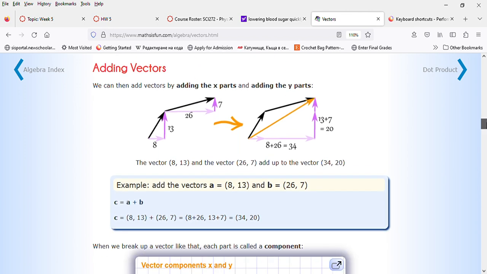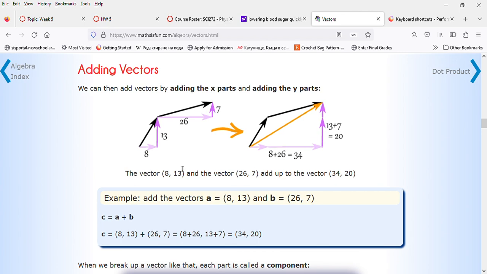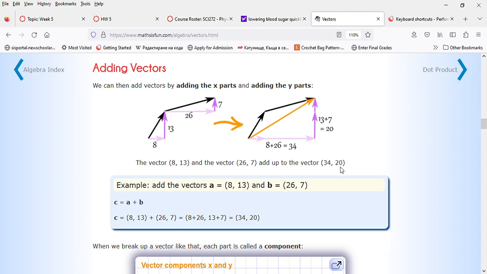Now, as I said, you can add them geometrically, head to tail, or you can add them algebraically. So here it says the vector 8, 13 and the vector 26, 7 add up to this vector. So let's see how, okay? When you are adding algebraically, that is a pretty easy concept as long as you don't mess it up. You have to add the x components and you have to add the y components.